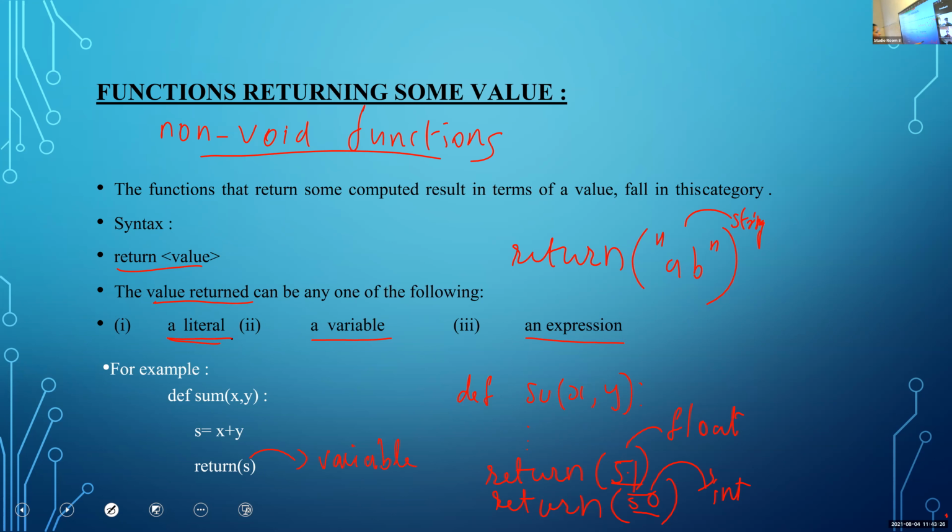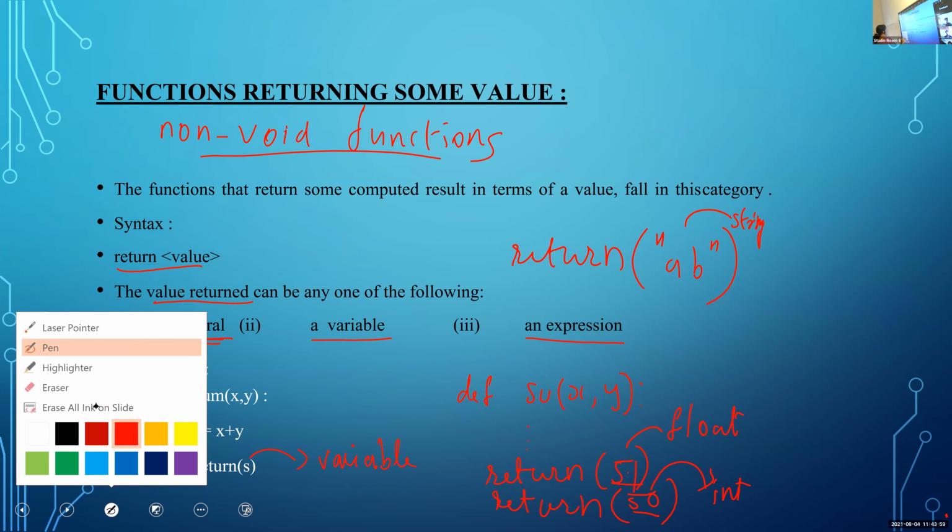That is, float literal, that is a number with fractional part. Integer literal, that is a whole number. String literal, the characters within single quotes or double quotes is considered as string literal. Okay. So in a non-void function, the value returned can be any one of the following. Either we can use a literal along with the return statement, or we can use a variable along with the return statement, or we can use an expression. Then I will explain that expression term.